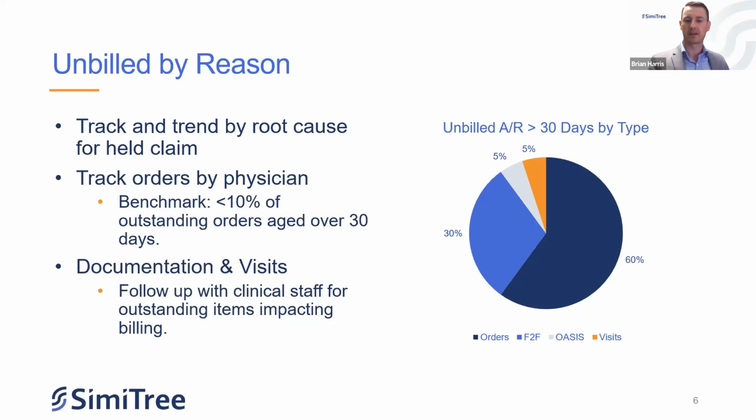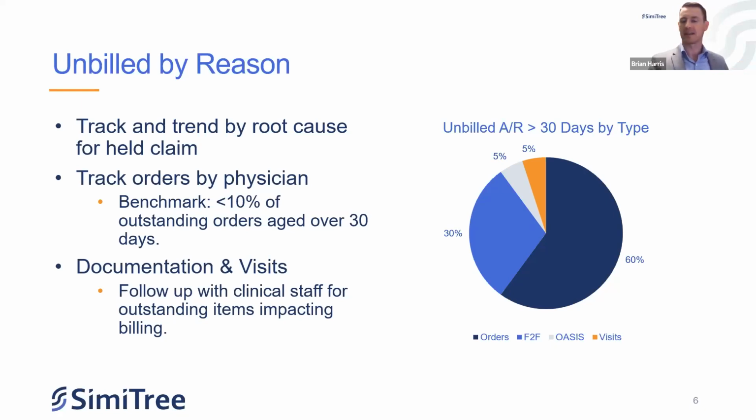But really being able to take a look and say, hey, we've got $100,000 in held claims. This much is due to orders. This much is due to face-to-face. This much due to OASIS on the home health side. This much due to unverified visits. Really understanding that. And again, coming back to the concept of, okay, that's great that we know why claims are being held, now who needs to fix that? At the same time, that needs to be done. That needs to be part of your billing process, but use that opportunity to be proactive.